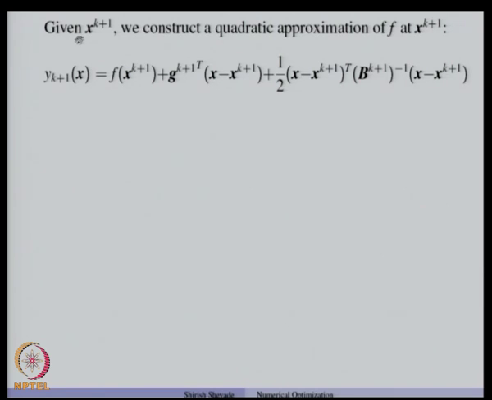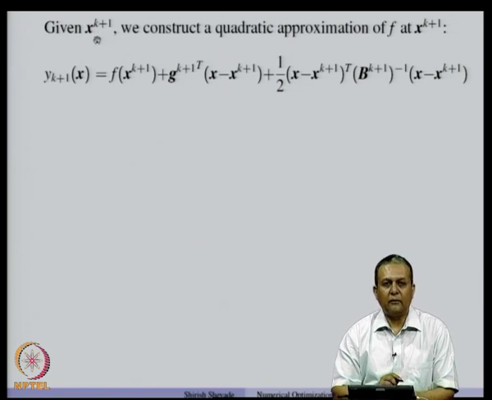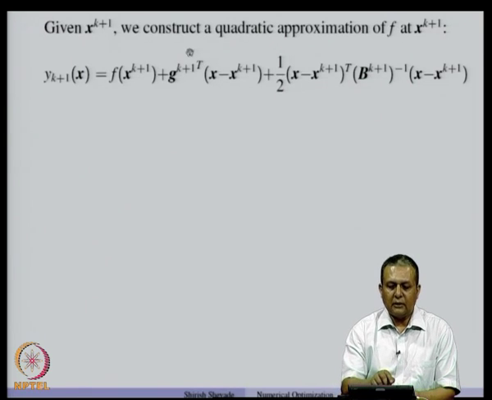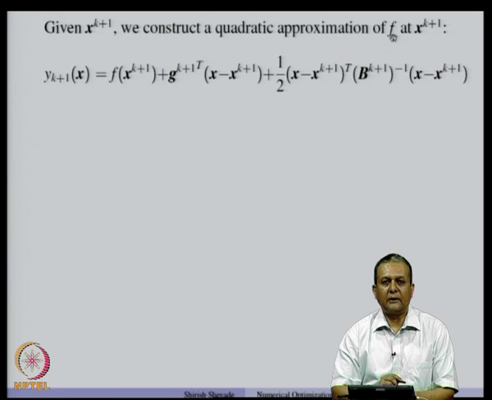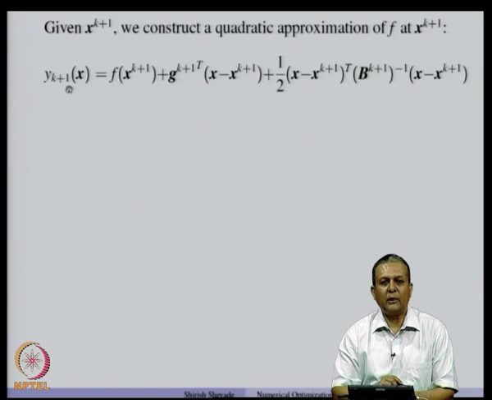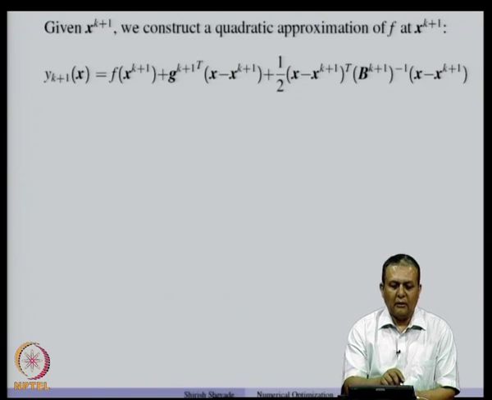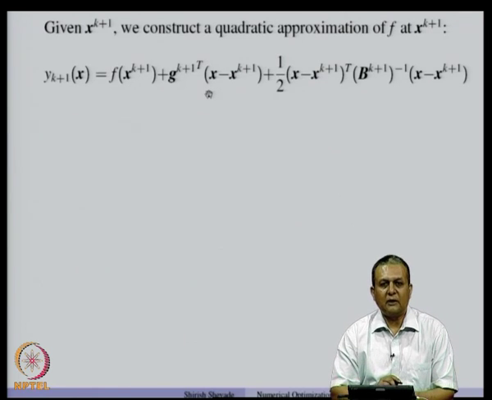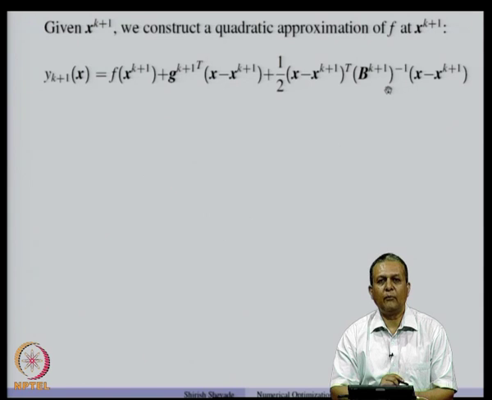So, let us take a given point xk plus 1 and construct a quadratic approximation of f at xk plus 1, and that quadratic approximation will be denoted by yk plus 1. So, this k plus 1 stands for the fact that the quadratic approximation is obtained around xk plus 1. So, this function would look like f of xk plus 1 plus gk plus 1 transpose (x minus xk plus 1) plus half (x minus xk plus 1) transpose Bk plus 1 inverse (x minus xk plus 1). Now, how good is this quadratic approximation?